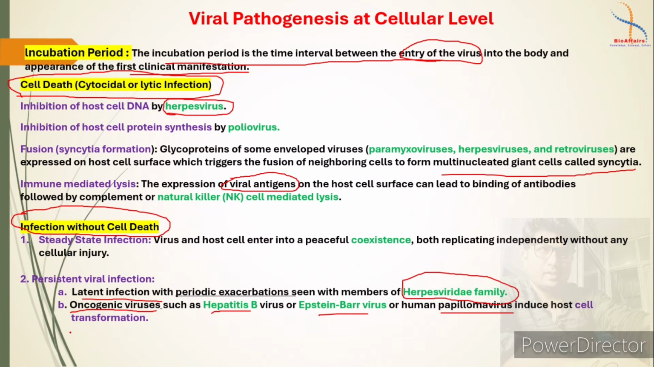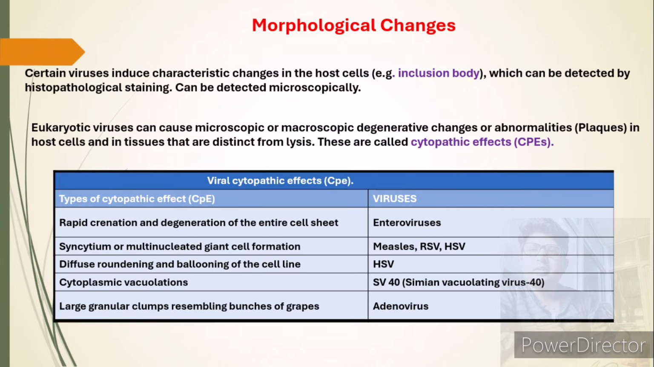Now coming to the next part, the morphological changes. Due to this pathogenesis, a cell must have a morphological pattern change. Their surface structures, their cellular formation gets changed. Now certain viruses induce characteristic changes in the host, like inclusion bodies. Now what are inclusion bodies? In bacteria also you have read about inclusion bodies. So here it is different.